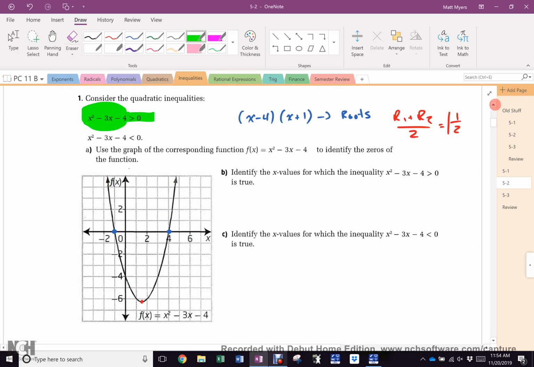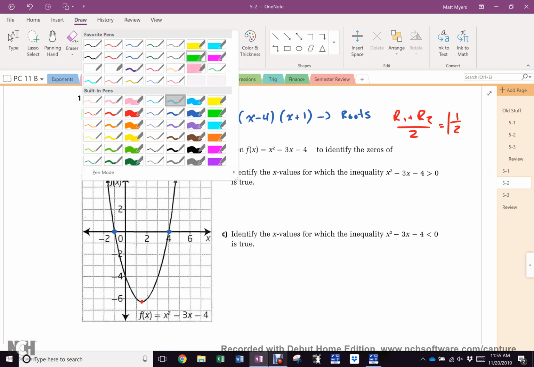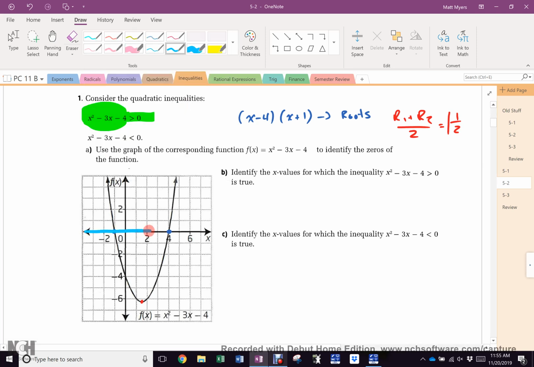Is there going to be answers that are not x here? Of course not. Why will all the answers have to be x's? Because there's no y. The only variable is x, right? So I only need to look at which axis? The x-axis. Everyone agree? All right. So I'm going to highlight the x-axis with a big old blue line. So all my answers have to be on that x-axis.